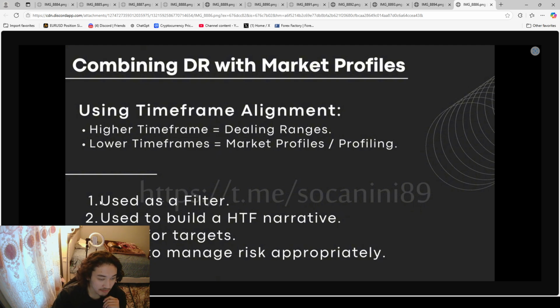And it's used as a filter, used to build a high time frame narrative, used for targets, and, as I said beforehand, used to manage risk appropriately. So if you're buying, the drawn liquidity is bullish and the order flow is bullish, right? And when you're buying in a premium area, say a premium key level, use this to manage your risk. You know that it might not cause a true expansion, so you manage your risk by getting out early.